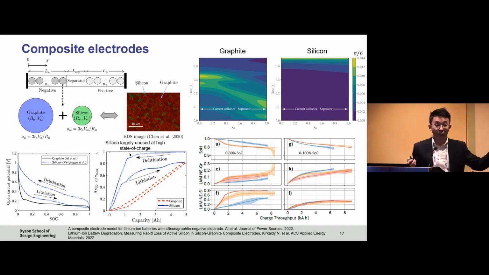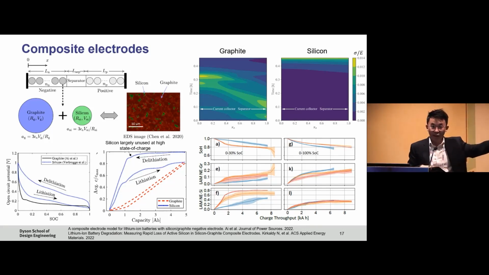So here what you can see is some test data from an LG M50 cell, which has a graphite silicon anode. And if you cycle it over 100 to 0% state of charge, you get pretty decent lifetime. And again, we can separate out the loss of lithium active material in the graphite and the silicon. But if you only cycled in that 30% regime, where silicon is extremely active, what you find is that essentially you start to pulverize your silicon.